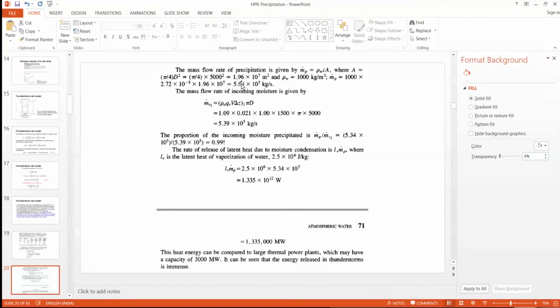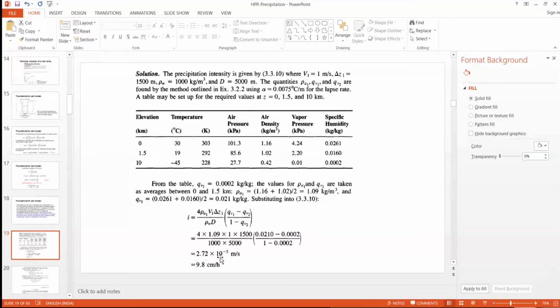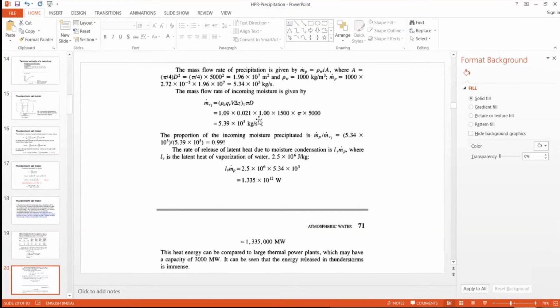So now we can calculate the mass flow rate of precipitation. That is nothing but rho W I A. The area: the circulation diameter is 5 kilometer, so area is calculated as 1.96 into 10 power 7. I already calculated the other quantity, that is 2.7 into 10 power minus 5 meter per second. So when we substitute I A and rho W, we'll get the mass flow rate of precipitation, that is equal to 5.34 into 10 power 5 kg per second.